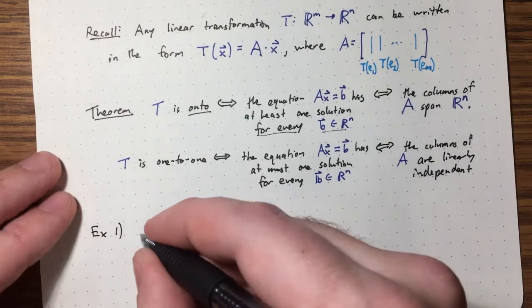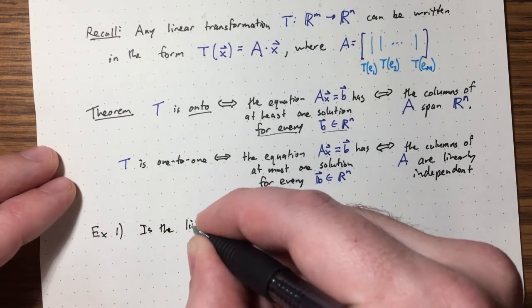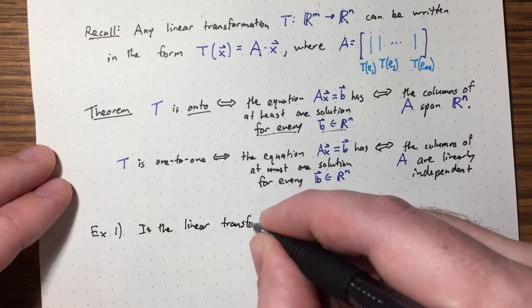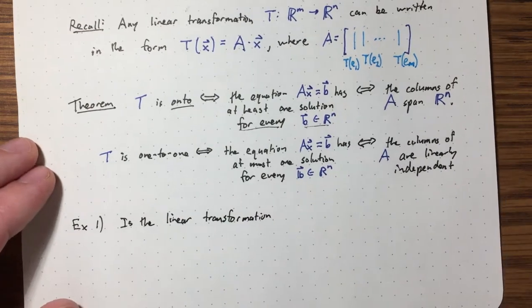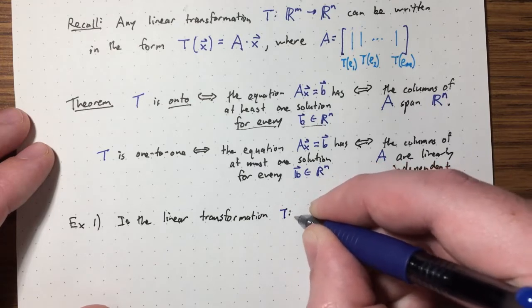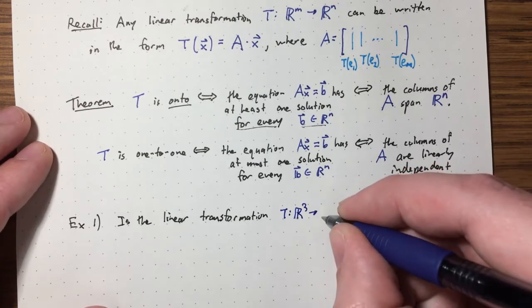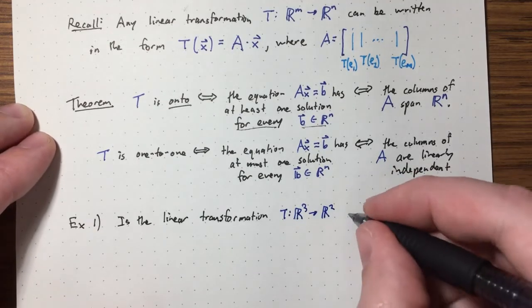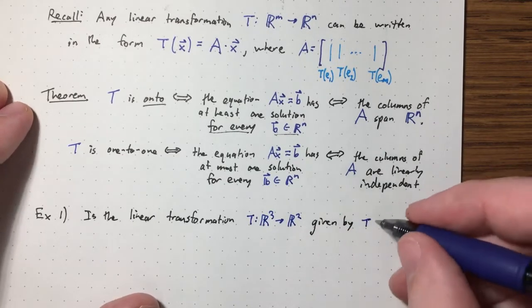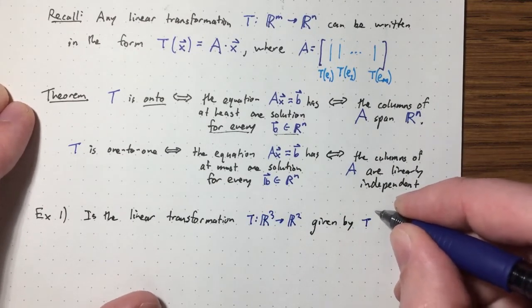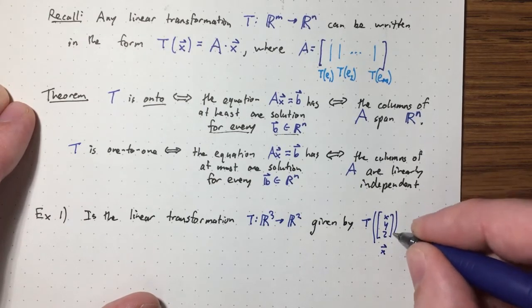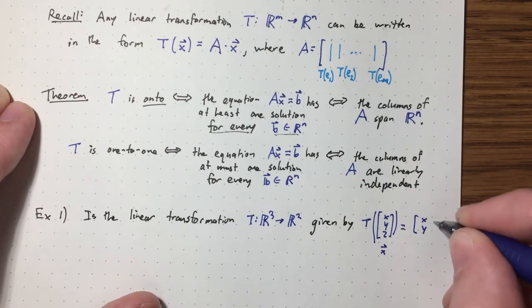Here's example one. Take a linear transformation from the previous lecture. We looked at plenty of linear transformations. Let's take the one where we went from R3 to R2, where we sort of squashed all of three-dimensional space onto two dimensions. So how did that work? We took x, y, z, so this is my vector x, and we just ignored the z-coordinate.